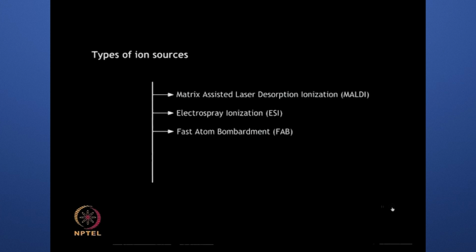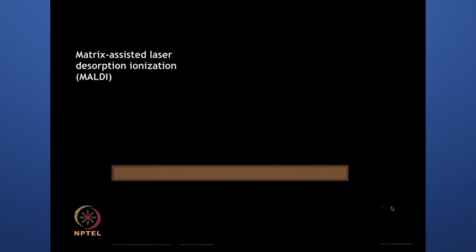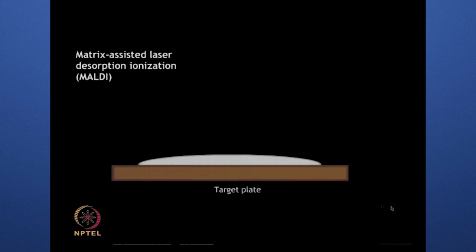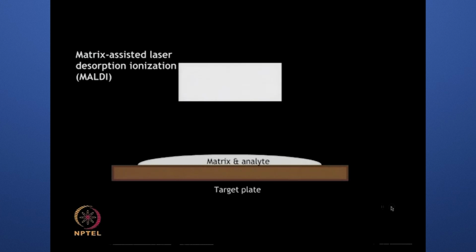Additionally, there are other ionization sources such as fast atom bombardment (FAB), laser desorption (LD), and plasma desorption (PD). Let us discuss the two most commonly used soft ionization techniques, MALDI and ESI, in more detail.